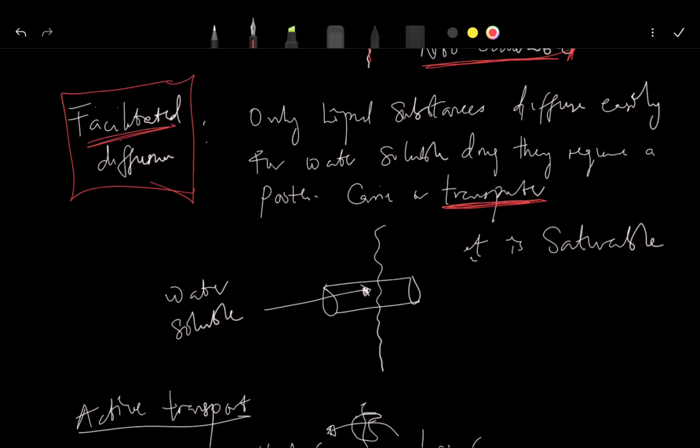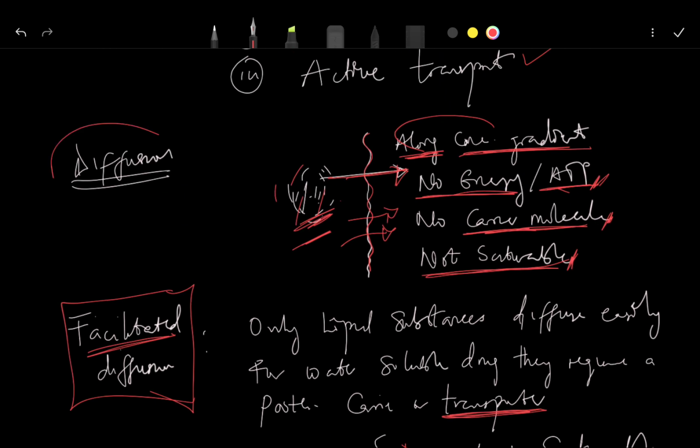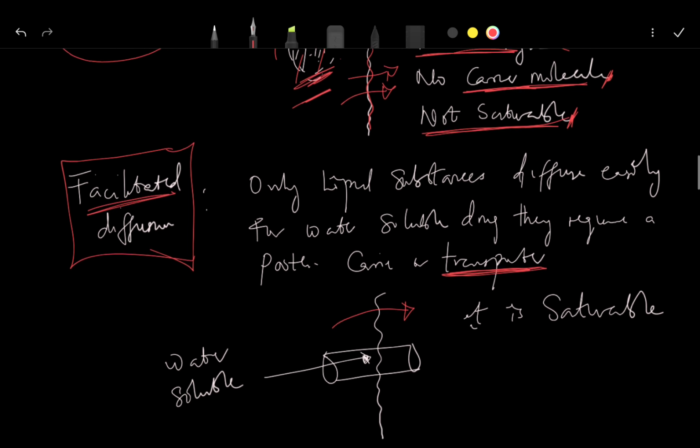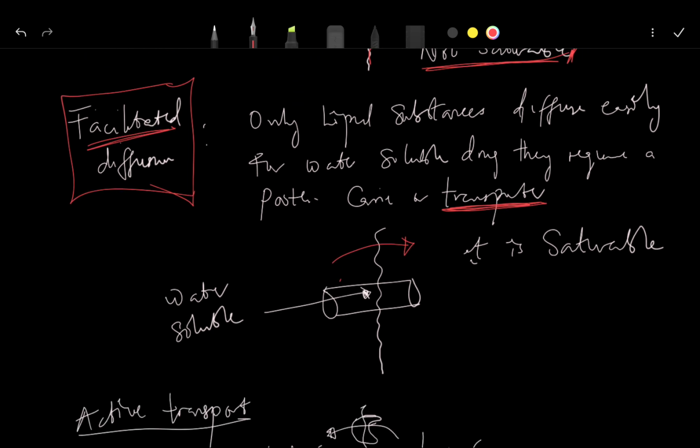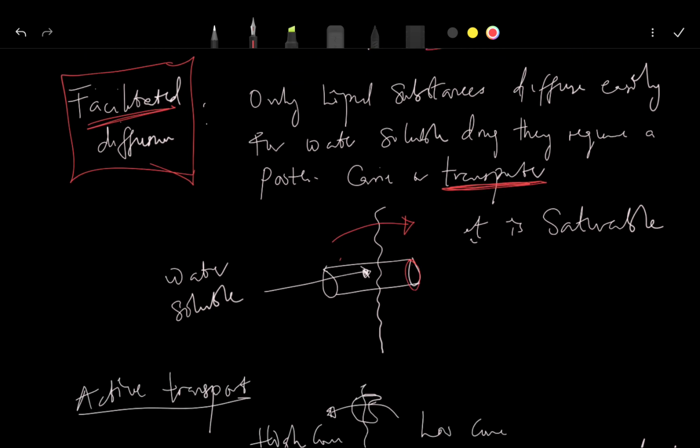Now, the diffusion is still along the concentration gradient, just like normal diffusion. Facilitated diffusion is still along the concentration gradient. However, now we are using a transporter to move the water soluble substance to the other side of the membrane. This method is saturable because the transporter can get saturated, and once the transporter is saturated, no molecule can move again from this side to this side. So we say the transporter is saturated.